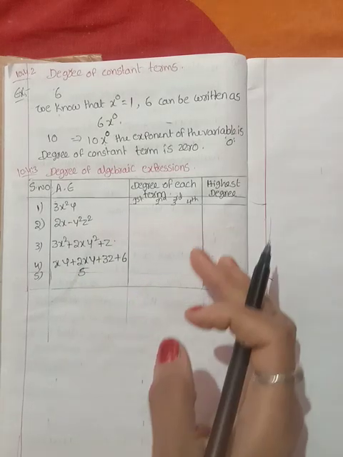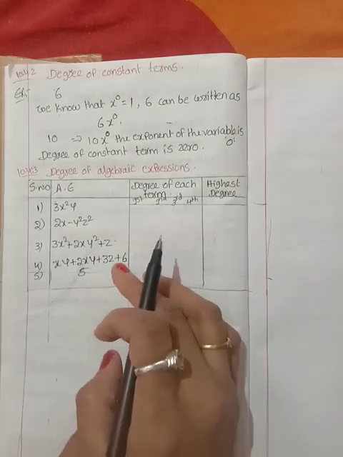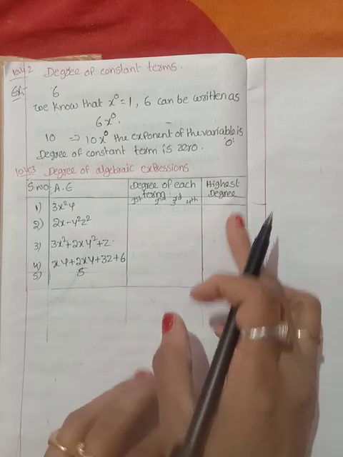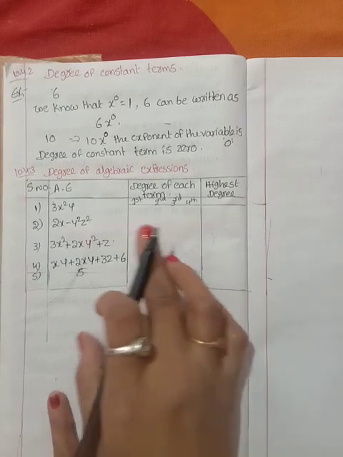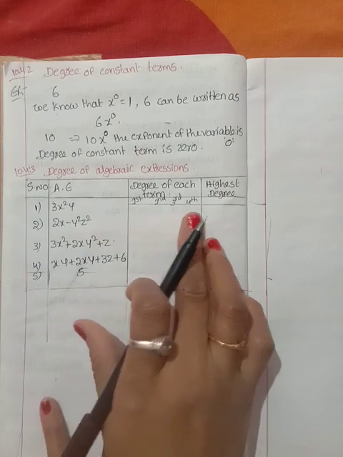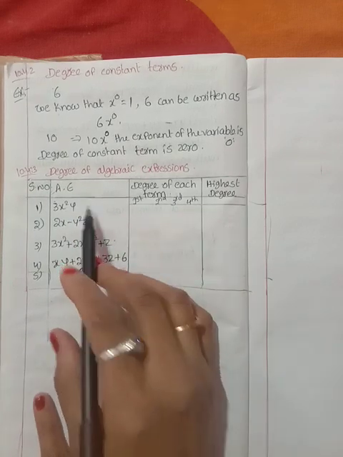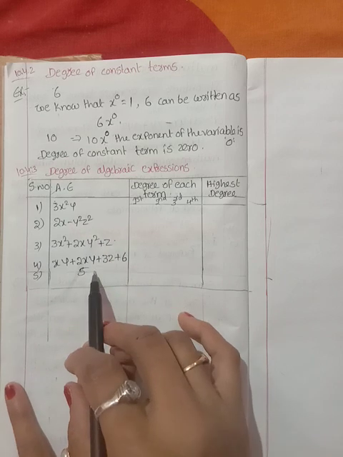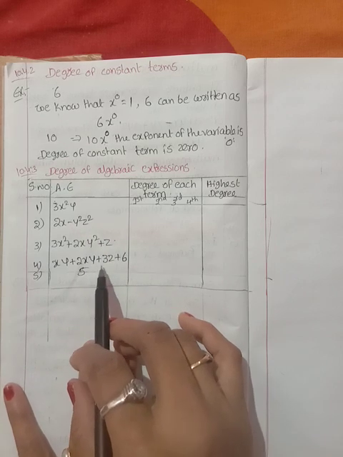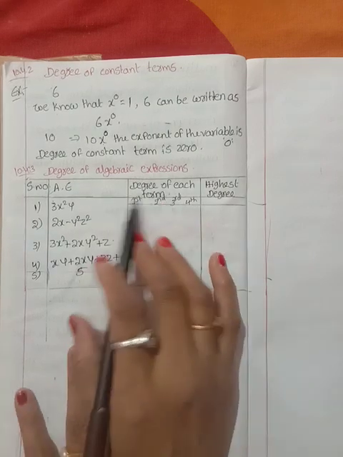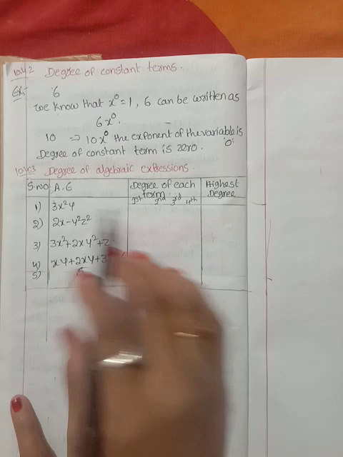Degree of algebraic expressions: 5 examples, with the degree of each term and the highest degree only. The first one is a monomial, the second is a binomial, the third is a trinomial, the fourth is a multinomial, and the fifth is a constant only. So that is the degree of each term.